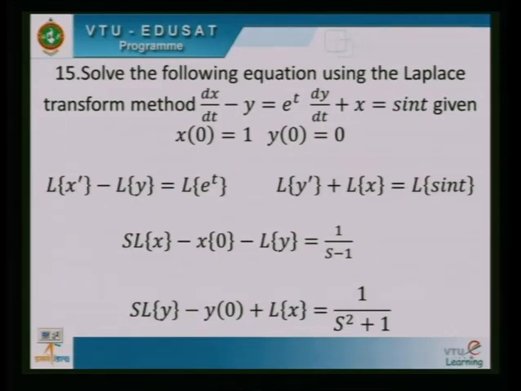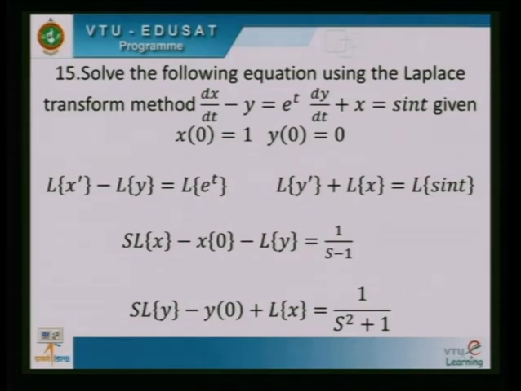Solve the following equations using the Laplace transform method: dx by dt minus y is equal to e to the power of t, dy by dt plus x is equal to sin t, given x of 0 equal to 1, y of 0 equal to 0. Then dx by dt minus y is equal to e to the power of t can be written as L of x dash minus L of y is equal to L of e to the power of t. And the second equation is L of y dash plus L of x is equal to L of sin t.